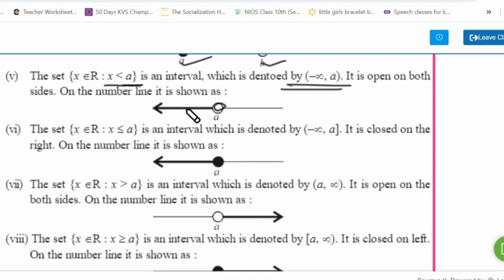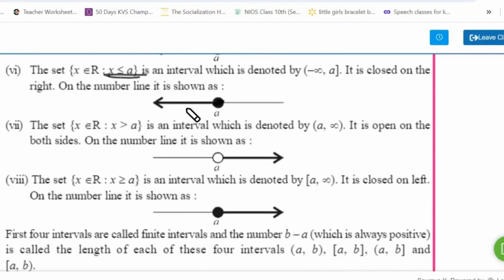Next one is the included one. Similar case, but A is included. So that's why the circle changes to a darkened one. So A is there this time. So the type of bracket also changes here. You can see here it is this kind of bracket and this is a square bracket. The other side remains the same.